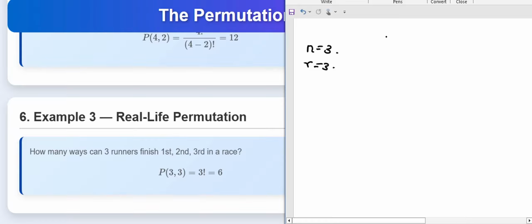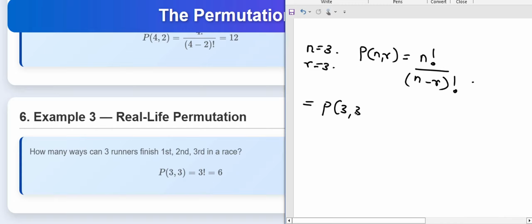So to do this, you need P(n, r), which equals n factorial all over (n minus r) factorial. If I have this, then it will be P(3, 3), because n and r are the same, equals 3 factorial for n, and then (3 minus 3) factorial, which becomes 3 factorial divided by 0 factorial.